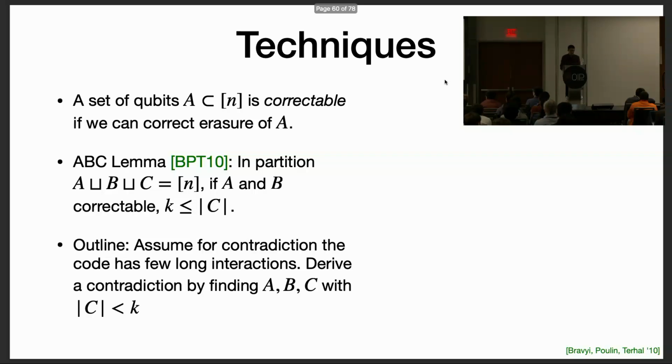Now, what's the game that we play? You assume for contradiction that our code has few long interactions, so it doesn't have the amount of non-locality we want. Then we derive a contradiction by finding A, B, and C, where A and B are correctable and C is small. So you assume it has few non-local interactions, and then you find A, B, and C.